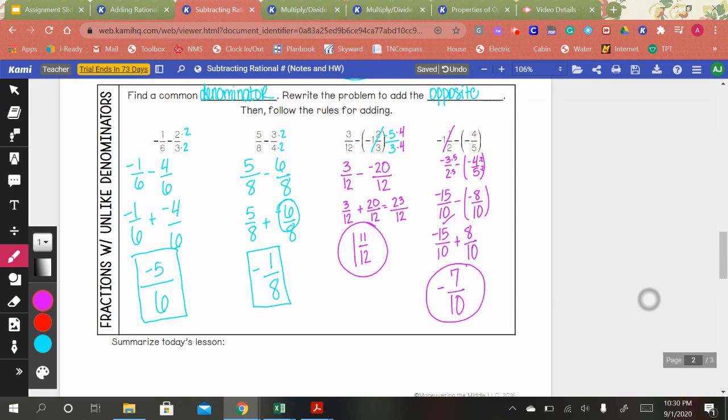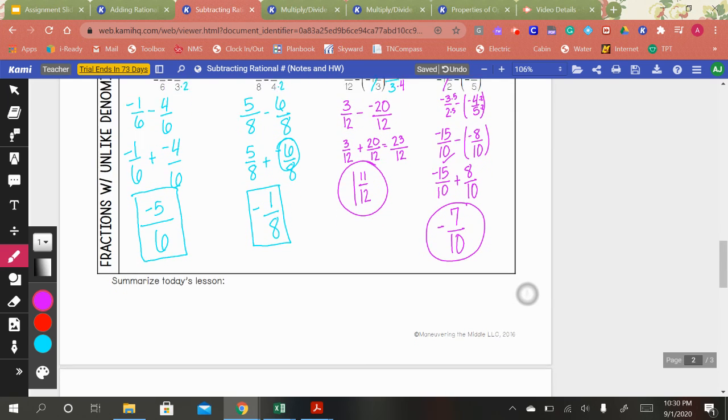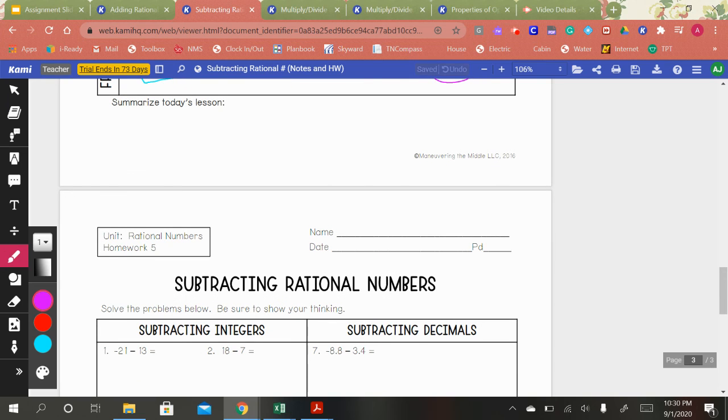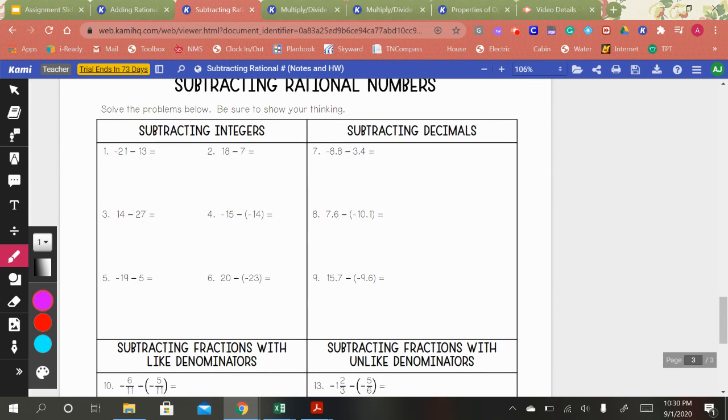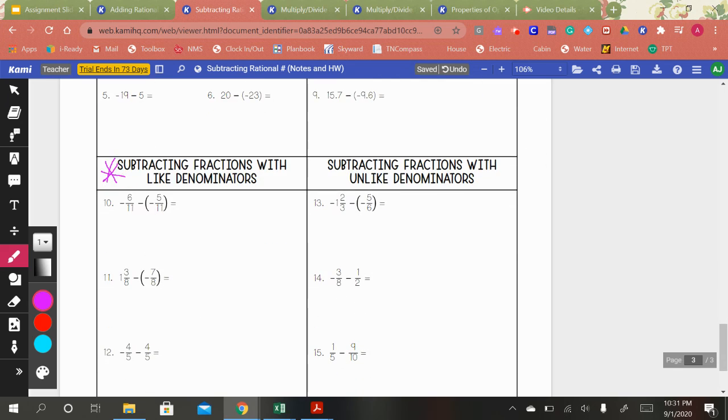That's quite a bit of work today on your notes, but like I said, I wanted to leave you with plenty of examples to make sure that we touched every type of problem and got an answer and some work down in your notes. All right, so the homework assignment is just like the one for adding rational numbers. We have the subtracting fractions, or I'm sorry, subtracting integers, subtracting decimals, the ones with like denominators, and then the ones with unlike denominators.